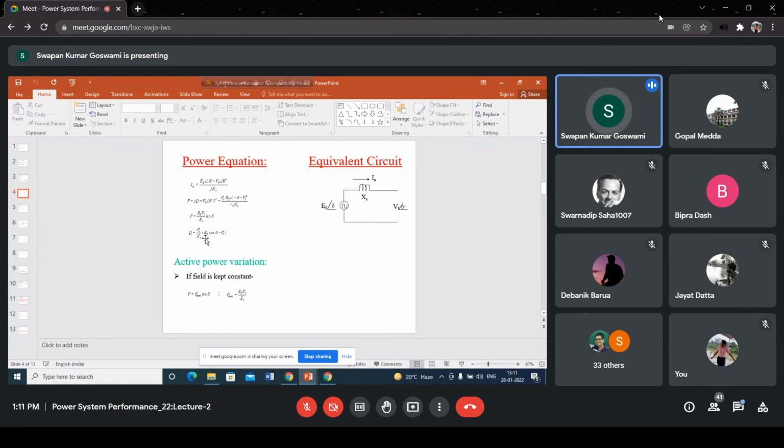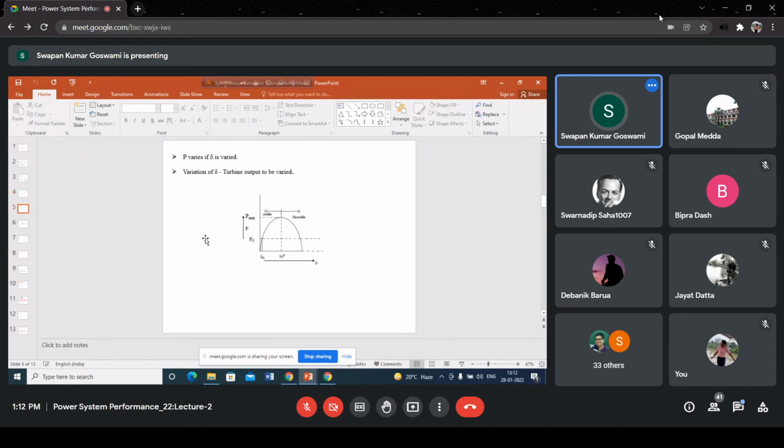It may be increased if EF cosine delta is increased. If you want to decrease it, then EF cosine delta has to be decreased. If you make EF cosine delta greater than Vt, then Q will be positive. If you make EF cosine delta less than Vt, then Q will be negative. Or it may even be possible to make EF cosine delta equal to Vt. In that case, Q will be 0.